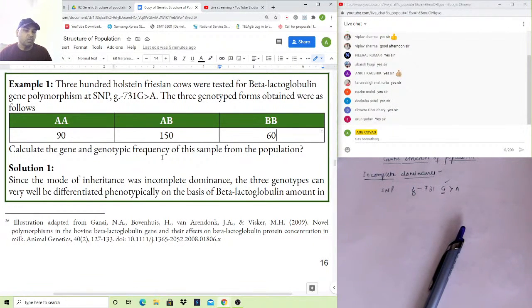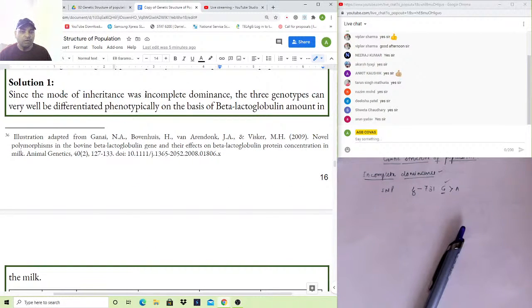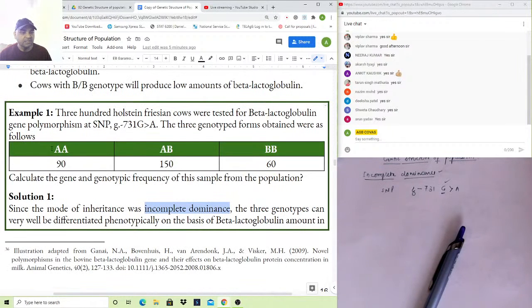Now, since the mode of inheritance was incomplete dominance, the three genotypes can very well be differentiated phenotypically on the basis of beta lactoglobulin amount in the milk, right? That is how they have differentiated them. They have milked them, and based on the concentration of the beta lactoglobulin, these can be differentiated: 90 are of high level, then medium level is 150 and lower level is 60, right?